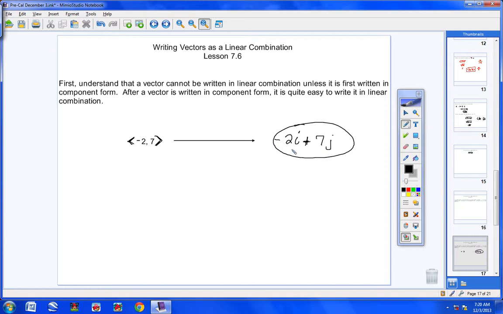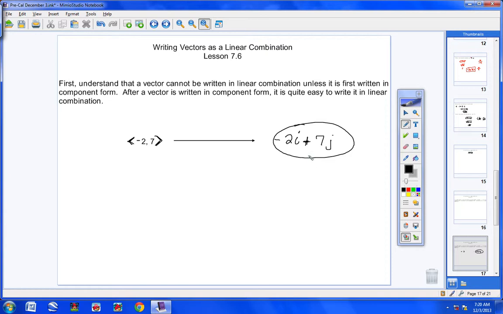So it's basically like two terms in an algebra expression. Let me get a quick drink here of some coffee. So it looks like an algebra expression with two unknowns, i and j. But that is how you write a vector as a linear combination.